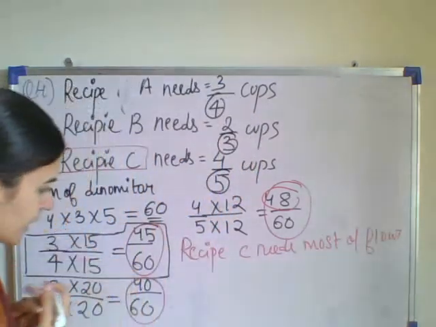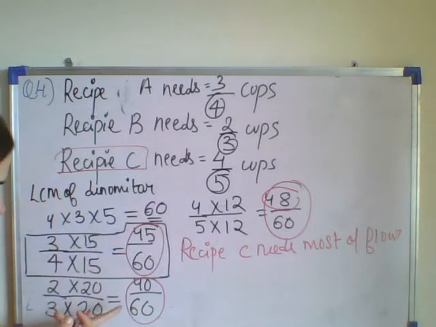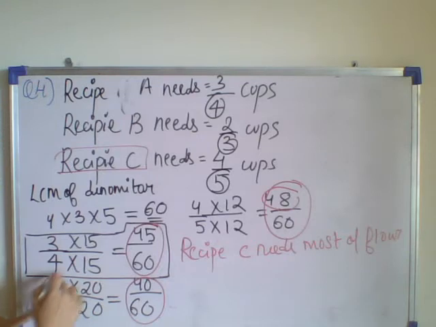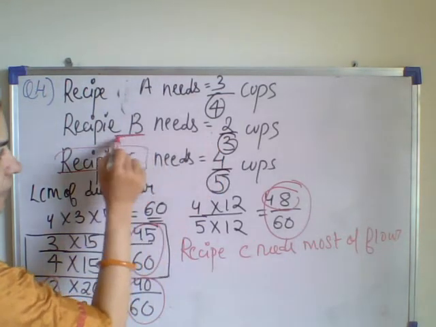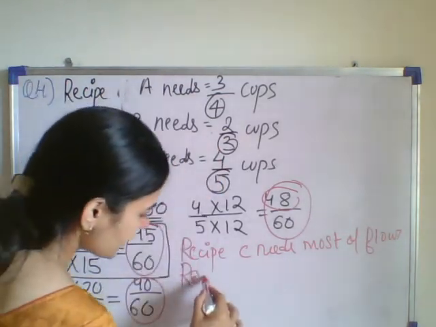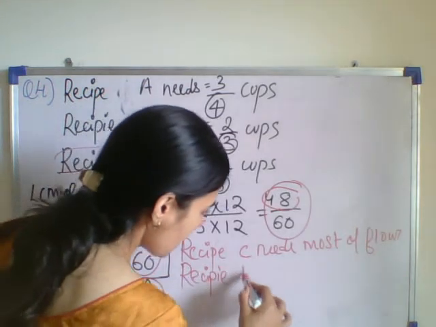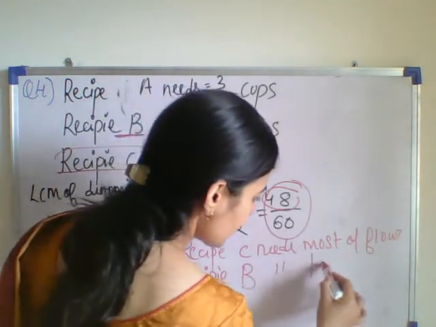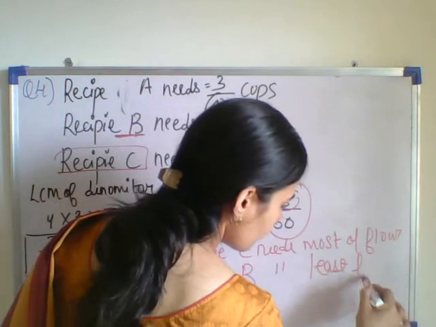And which fraction is less? Look at this. Which fraction is less? This 40 by 60, that is 2 by 3rd. That is our recipe B. So we can say that recipe B needs the least flour.